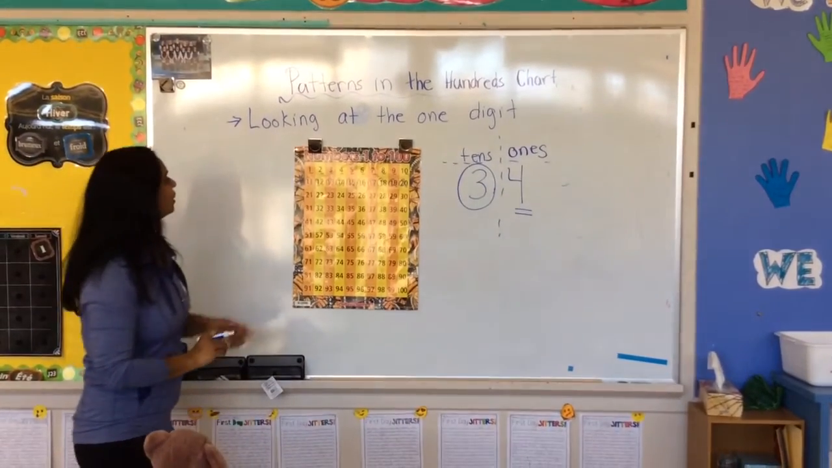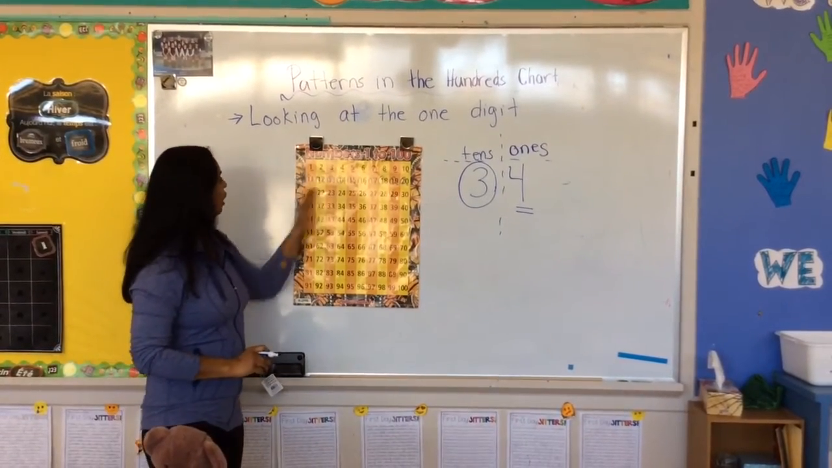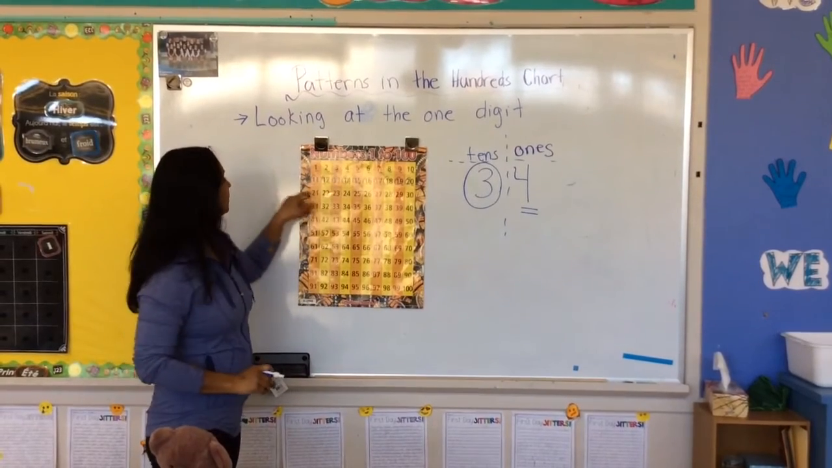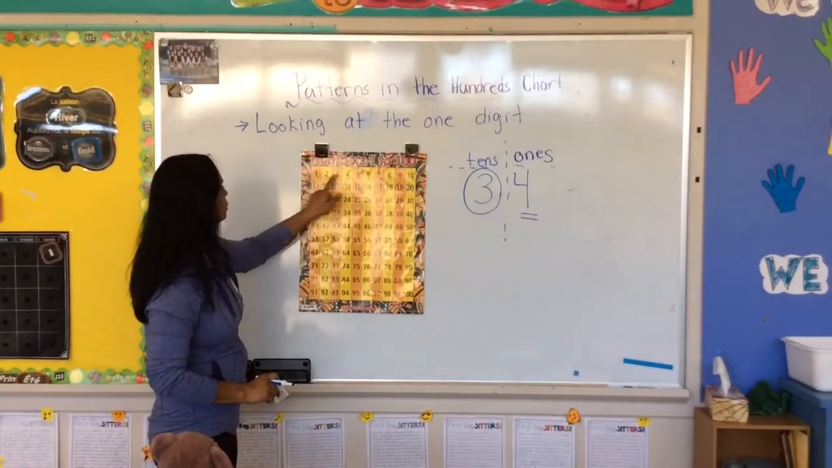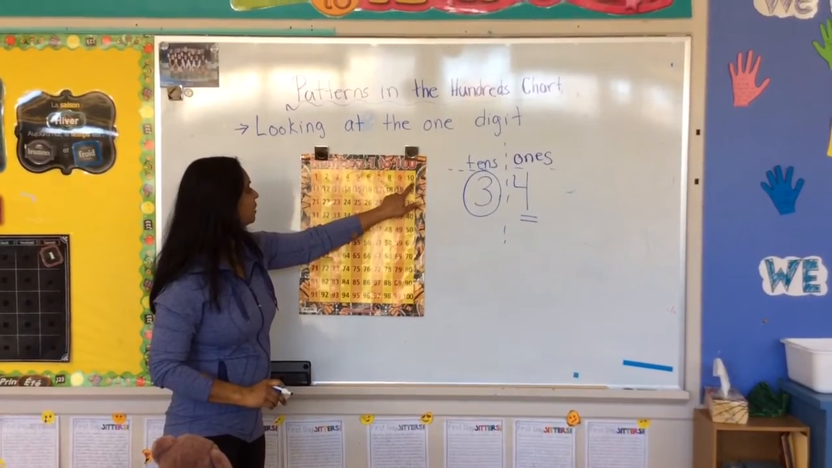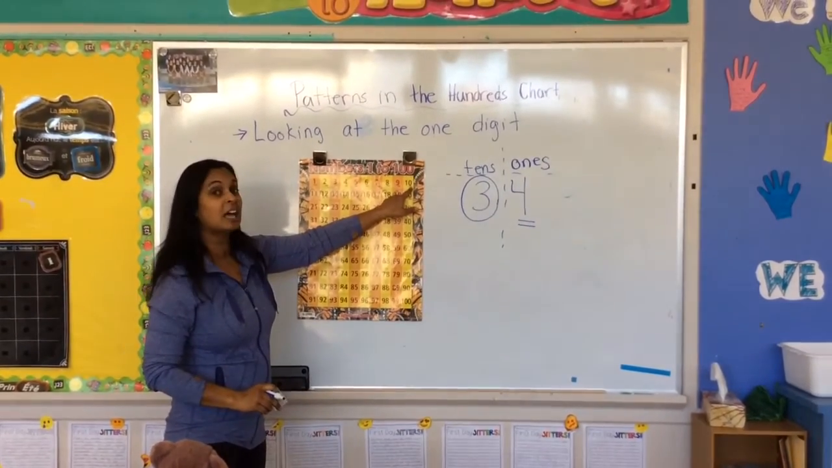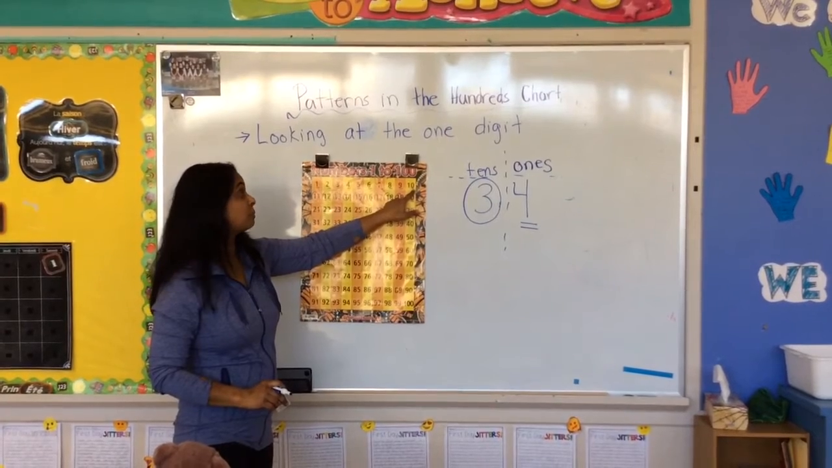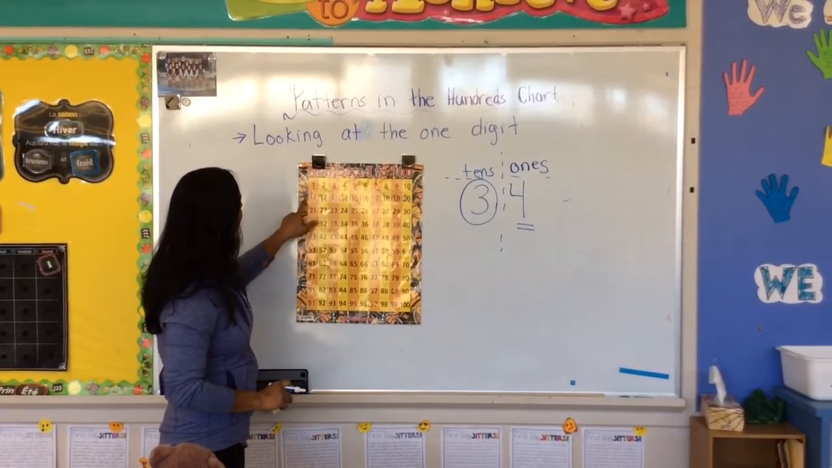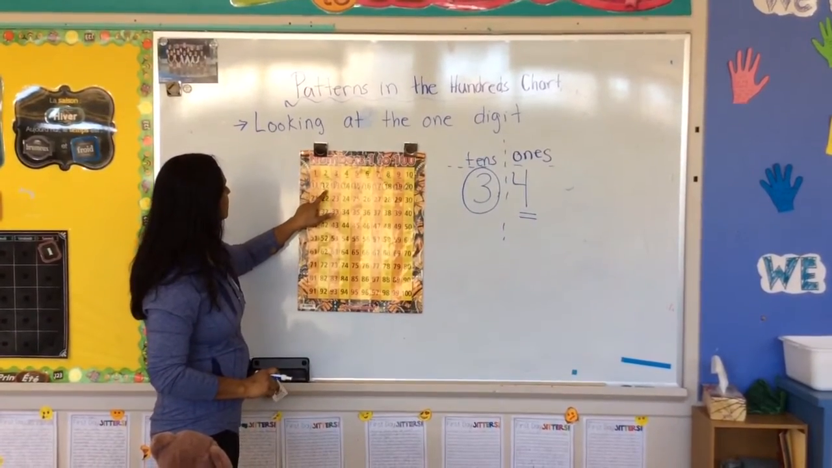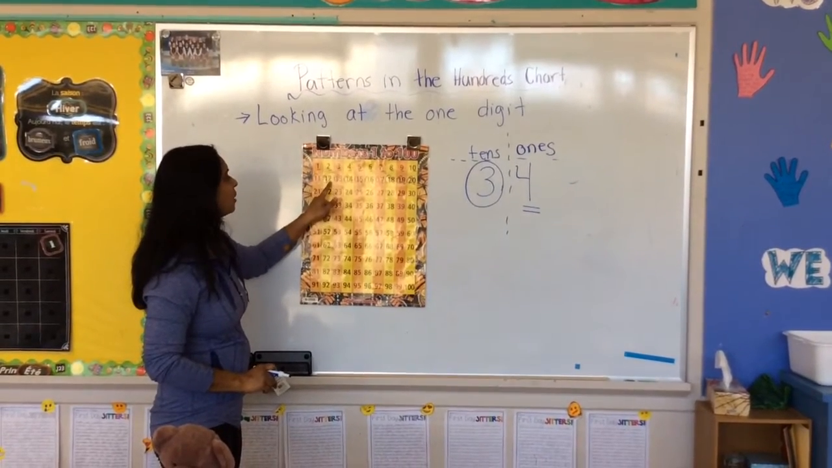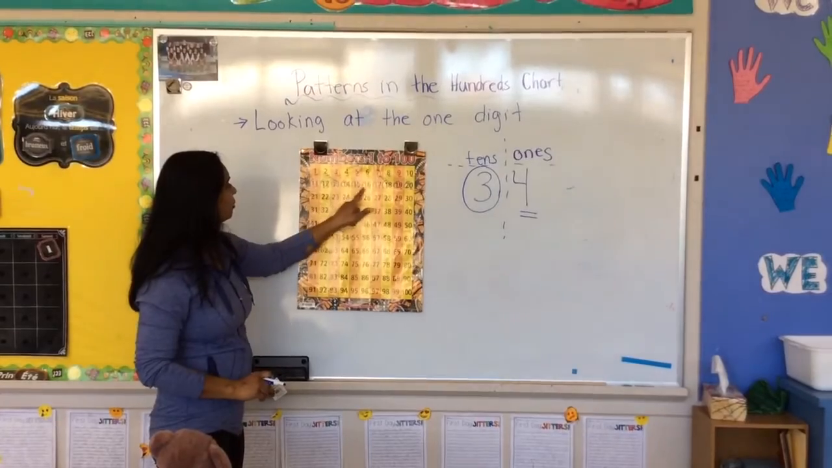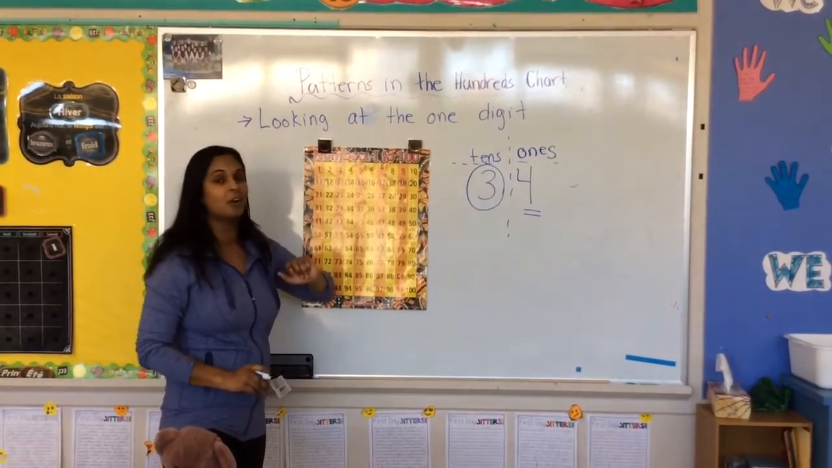So if I were to look at all my yellow numbers and look at just the ones place, I would say to myself 2, 4, 6, 8, 0. That's only the 0 that's in the ones place, so I would only say 0. And then I can see in the next row it starts again. So I'm not going to look at it as 12, I'm only looking at that ones digit: 2, 4, 6, 8, 0.